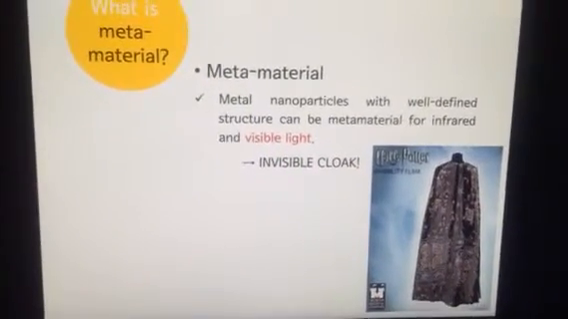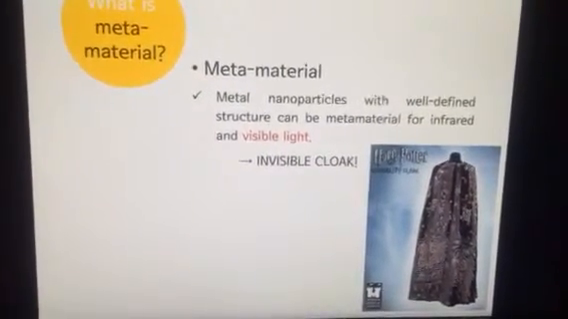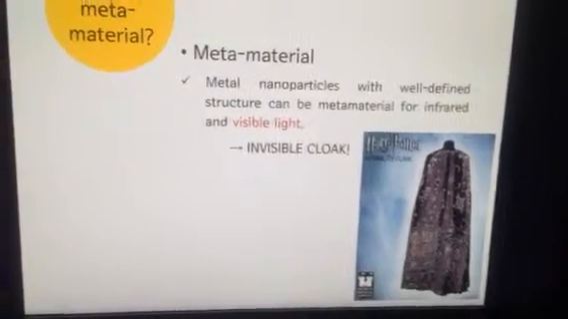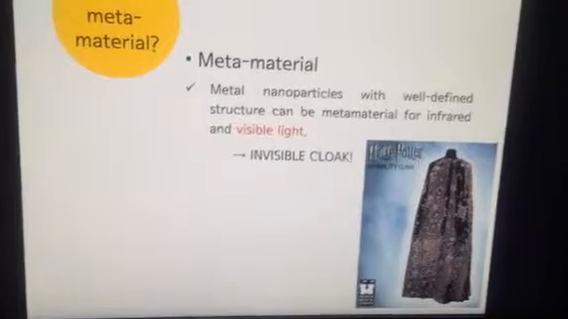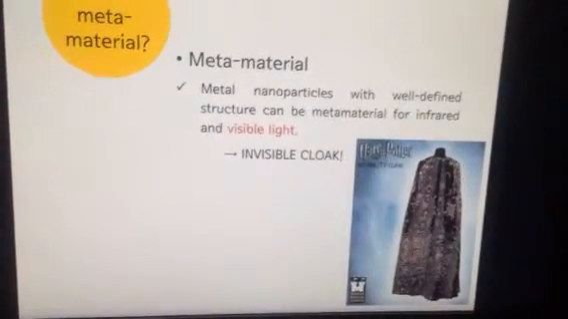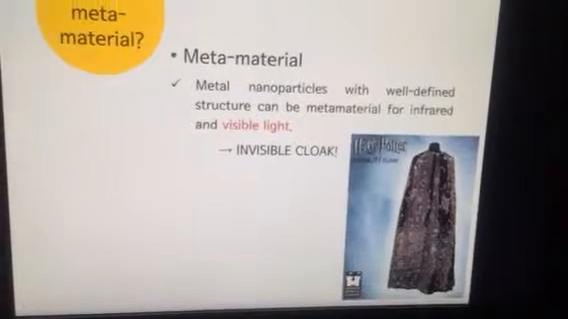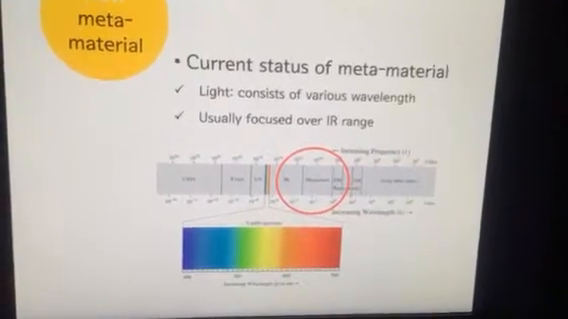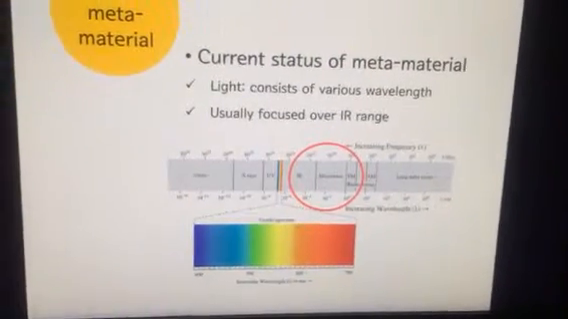And using that property, we can make an invisible cloak, especially with metamaterial with metal nanoparticles like gold or silver, having a well-defined structure, which can be used at the visible range. Then why don't we make it right now? Let's see the current status of metamaterial.